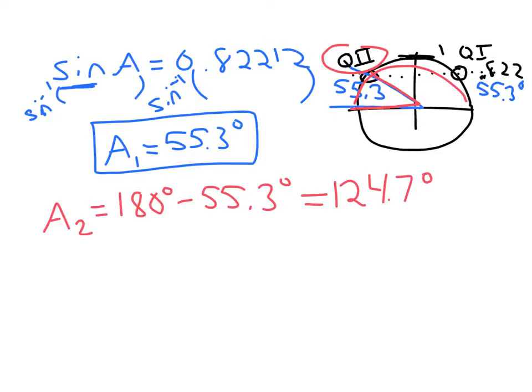So now we have to think about, see if this works out, if they're both possible. I'll go with the quadrant 1 solution. I probably need to get a new page. So let's say that A lies in quadrant 1. So that A1 solution was 55.3 degrees.